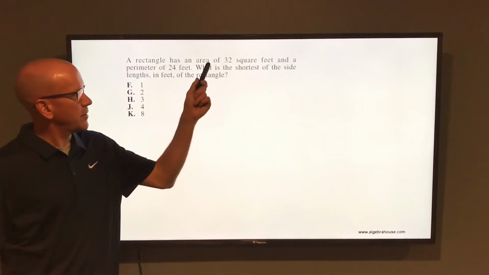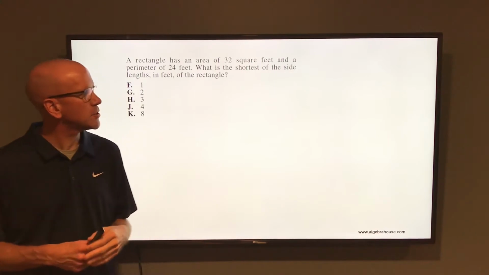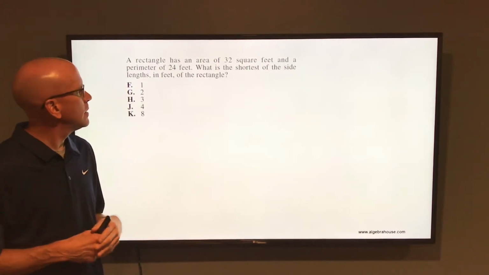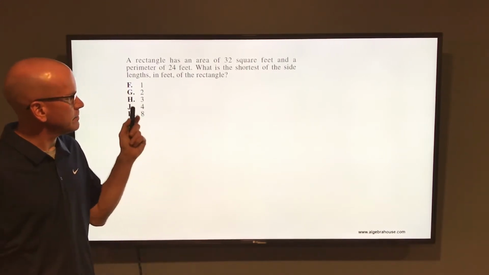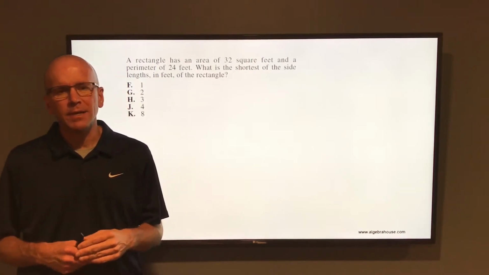A rectangle has an area of 32 square feet and a perimeter of 24 feet. What is the shortest of the side lengths in feet of the rectangle? In a rectangle, the area is found by taking length times width.